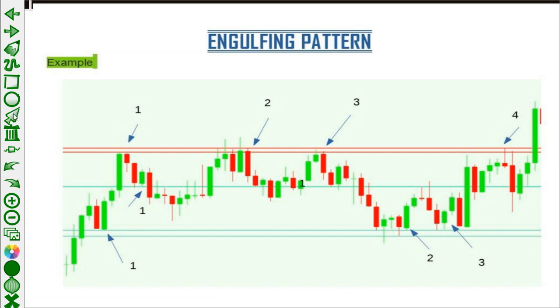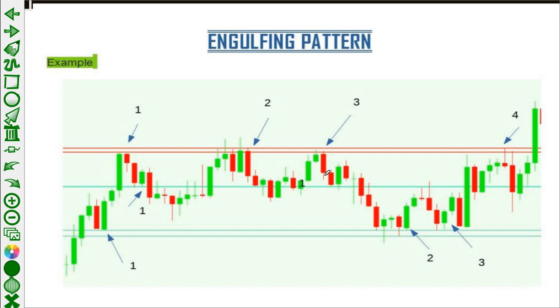But for now, I'm on the seller side, and if the market reaches the support line and forms an engulfing pattern, I'm not going to take it. And as we can see, the market went up, took a resistance here, and it is the engulfing candle.